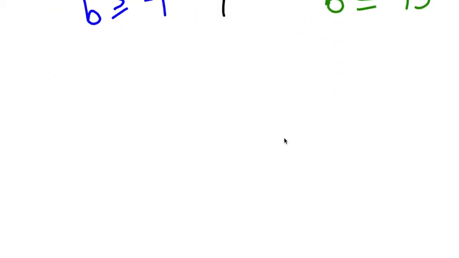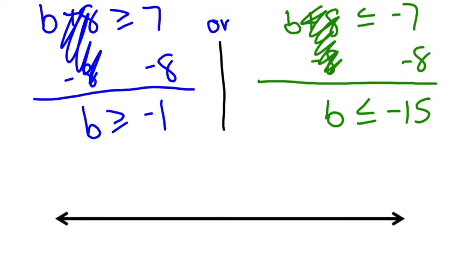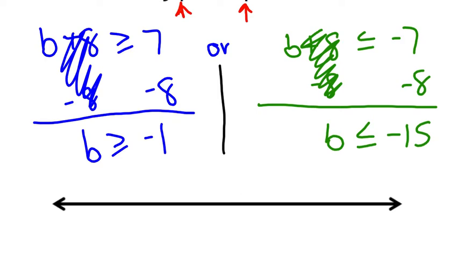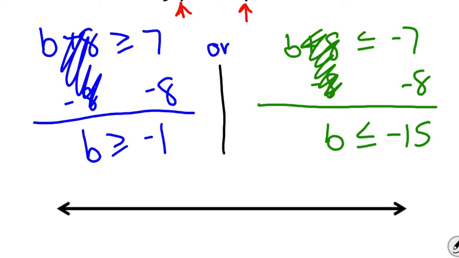All right, so let me come down here and grab this number line so we can go through and do this one here. So we're going to go ahead and put the smaller number on the left, so that's my negative 15. Put the bigger number on the right, that's my negative 1. And now we're ready to graph.